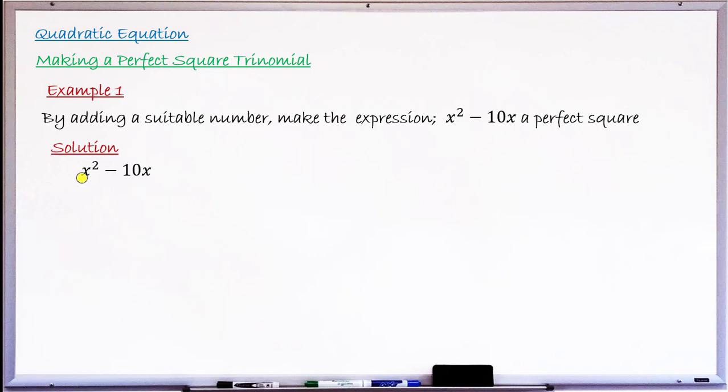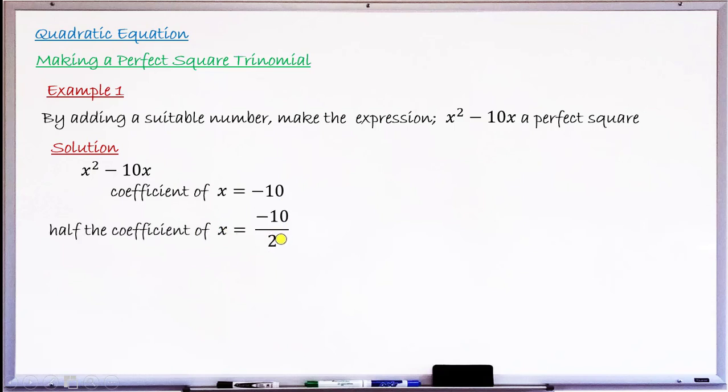So what we now do is to look at the coefficient of the lettered term. The coefficient of the lettered term is minus 10 there. So we have to find half of it. So let me do that. The coefficient of x, that is the lettered term, is minus 10. So I'm going to find half of that very coefficient, which gives me minus 10 divided by 2, which will be minus 5.